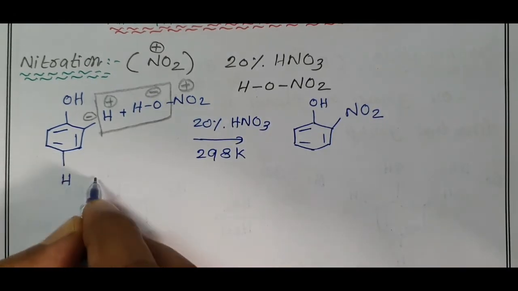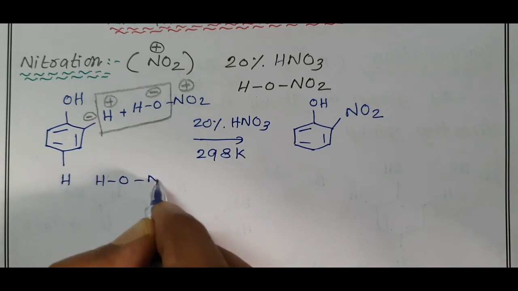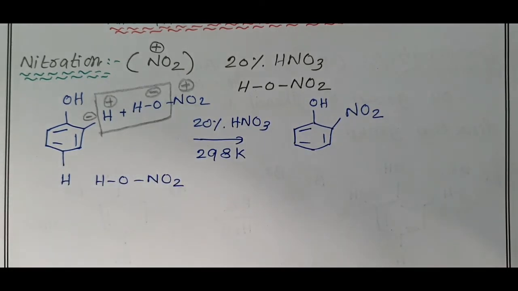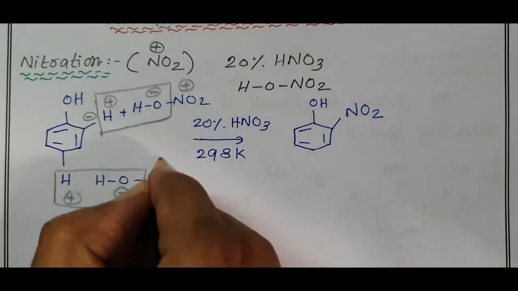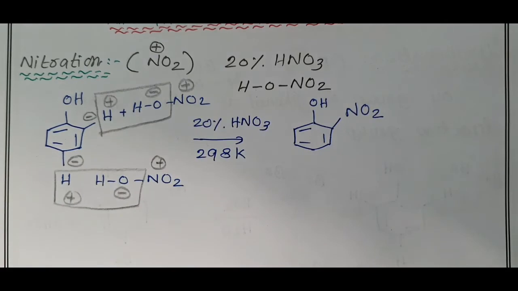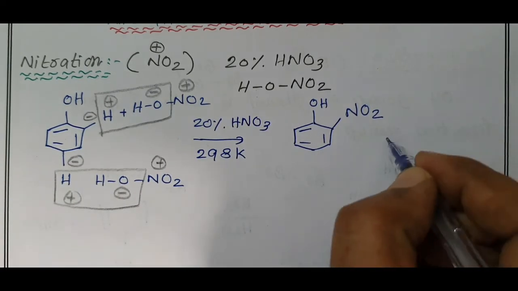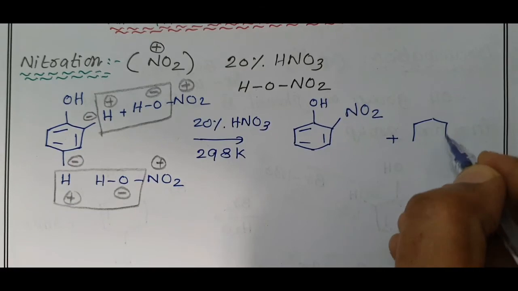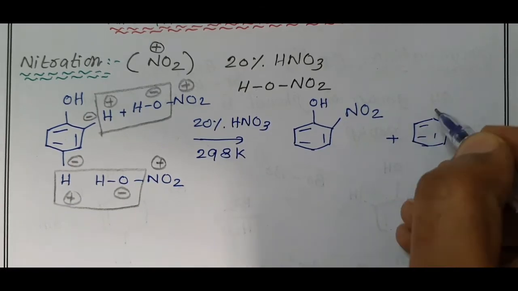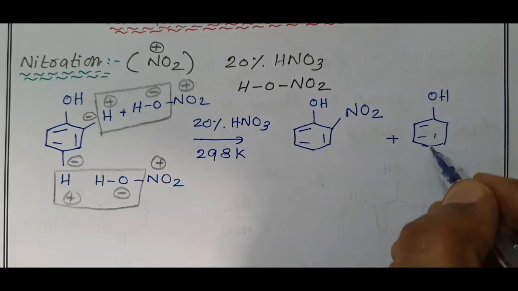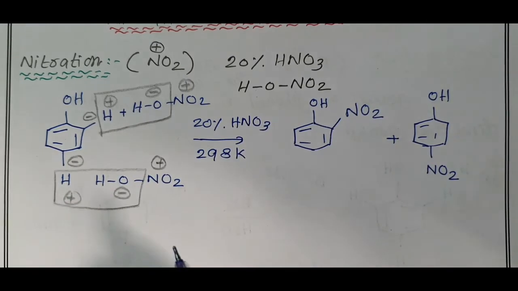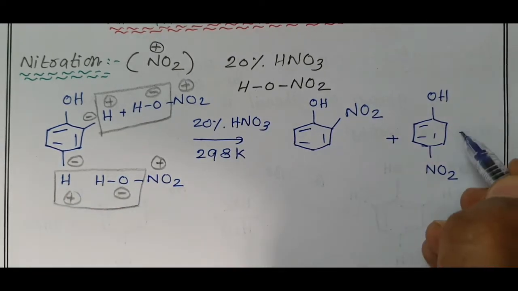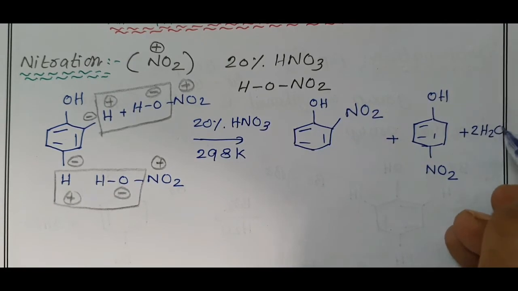The para hydrogen undergoes nitration with 20% nitric acid. The para H+ and OH- are removed as H2O. NO2+ is now added to the para carbon, which gives the para product, C6H4. Here you have one OH, and to the para carbon one NO2 is attached. H+ is replaced by NO2+, electrophilic substitution. Totally, there is loss of 2 molecules of water.